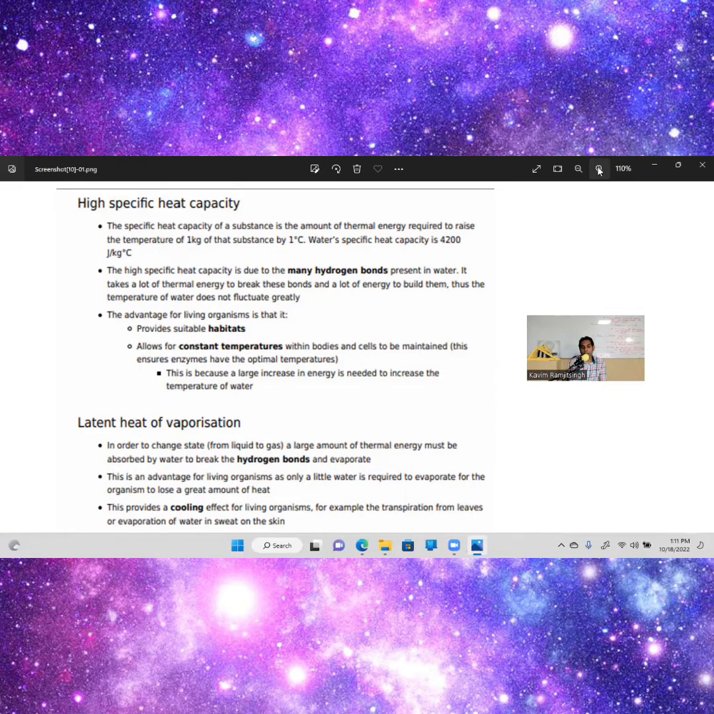And the latent heat of vaporization again is based on the hydrogen bond. So explaining the properties of water will be based on the hydrogen bonding and polarity. Well, these two here are based on the hydrogen bonds, right? You look at the last point for latent heat of vaporization. This provides a cooling effect for living organisms, for example, transpiration for leaves, or evaporation of water in sweat on the skin, right? So these two properties are based on the hydrogen bonding that water is involved in, right?